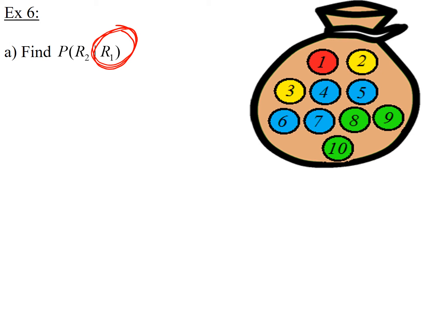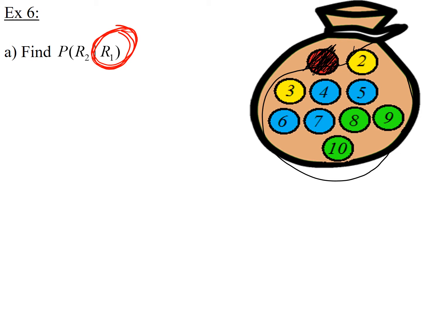Well, this says the first one was red. That happened, and it's out of the bag. So it's kind of like this one is gone, and now I'm about to draw from this new bag here. This is my new sample space right here, everything else.